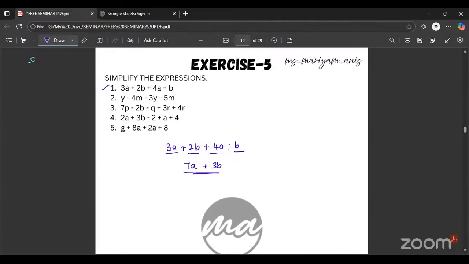You can't add the 7 and 3 because 7 is a, 3 is b. So you can't add them. Only if the letters are the same, you can add them. Okay? Okay, miss. So can you do the third one? I'll give you 2 minutes. Copy down the first one and do the third one.